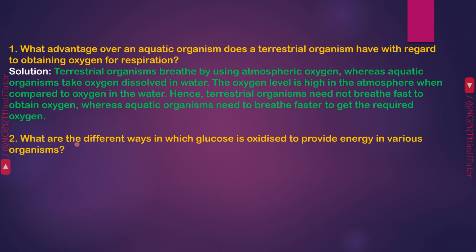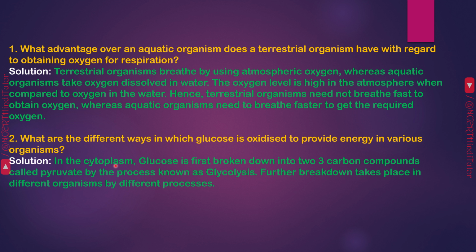Question 2. What are the different ways in which glucose is oxidized to provide energy in various organisms? Answer. In the cytoplasm, glucose is first broken down into two 3-carbon compounds called pyruvate by the process known as glycolysis. Further breakdown takes place in different organisms by different processes.